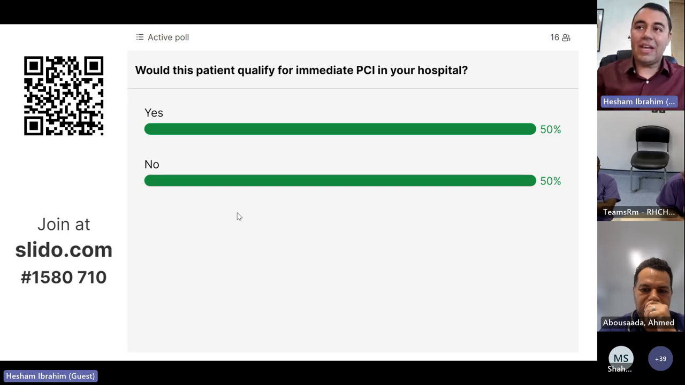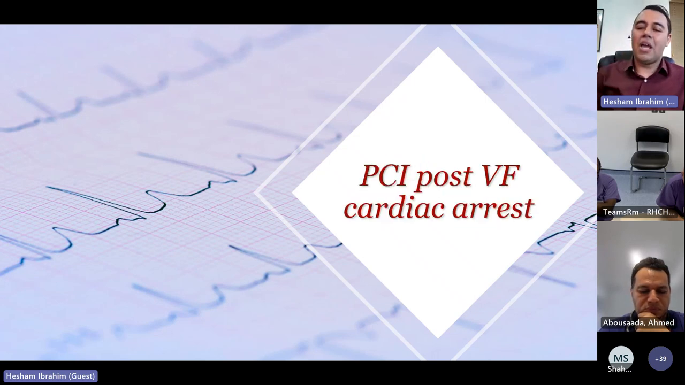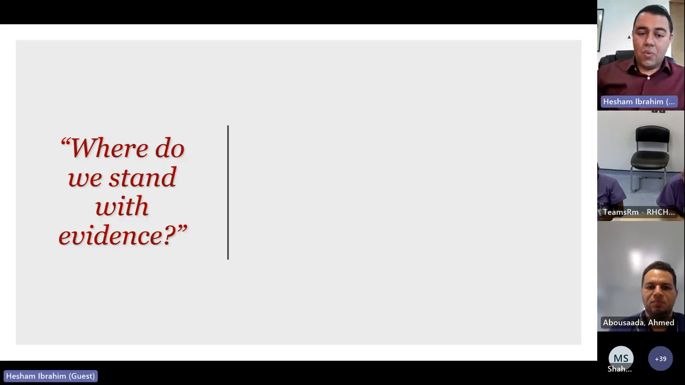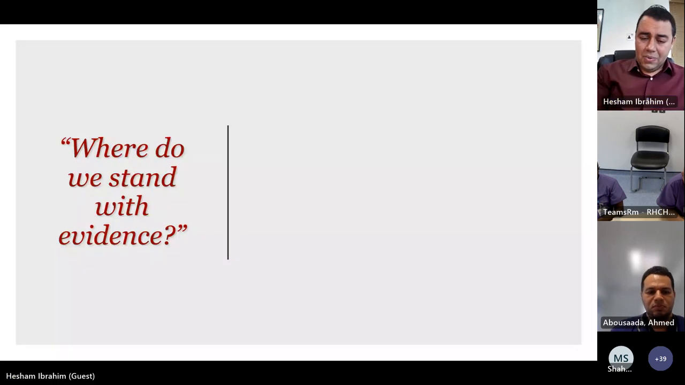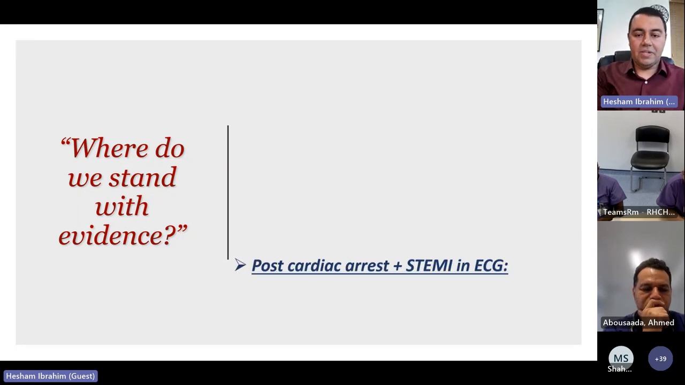Great. Let's have a look at what we could do for this patient. Let's talk about post-VF cardiac arrest PCI. Who to send to the cath lab, who not to send to the cath lab immediately. So the first question is, where do we stand with evidence at the moment? Well, we need to split those patients into two big categories, the post-ROSC, the post-VF patients.